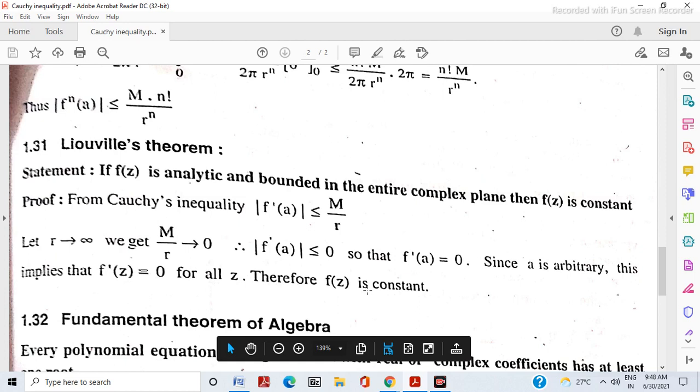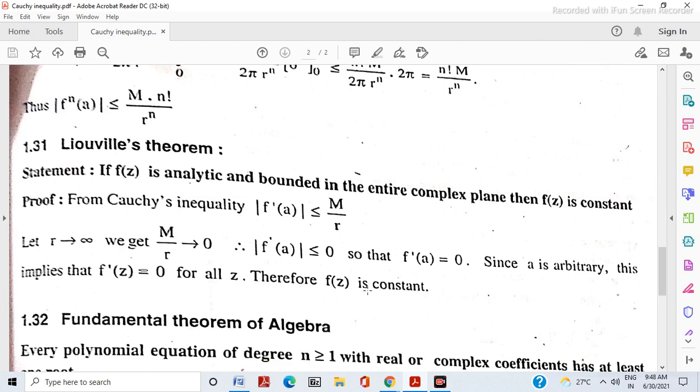What all things are given in Liouville's theorem? F of z is analytic and bounded in the entire complex plane. Then we have to prove that f of z is constant. For that, first of all, you should write the statement of Cauchy's inequality. What is Cauchy's inequality? If f of z is analytic inside a circle C with center at A and radius R and modulus of f of z less than or equal to m, then what we get? Modulus of f n of a less than or equal to m n factorial by r power n.